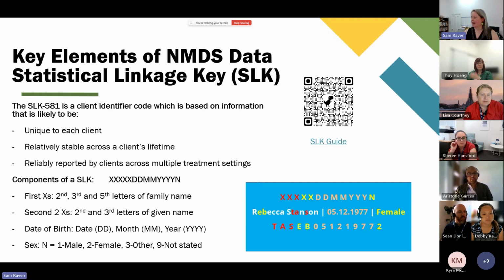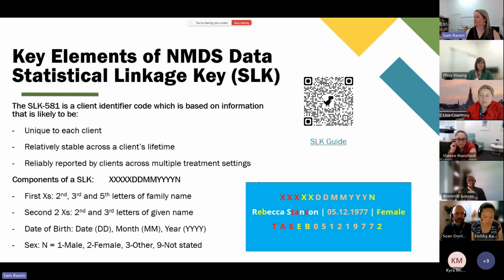So the components of the SLK, probably the easiest way to explain it is with the example that's there in the blue box. So the first three X's are the second, third, and fifth letters of the person's surname. The second two X's are made from the second and third letters of their given name. The date of birth, again, recorded as you did before. I've just noticed actually that there's an error in the blue box. That should have 4 Ys in there, not 3 Ys. And the last one is the sex. 1 is for male, 2 for female, 3 for other, and 9 not stated.